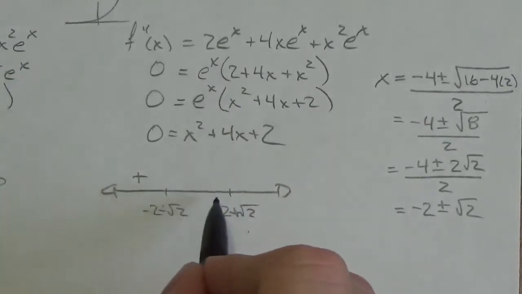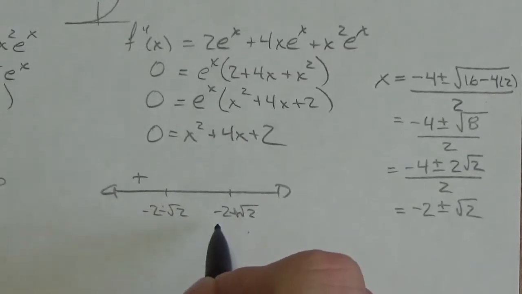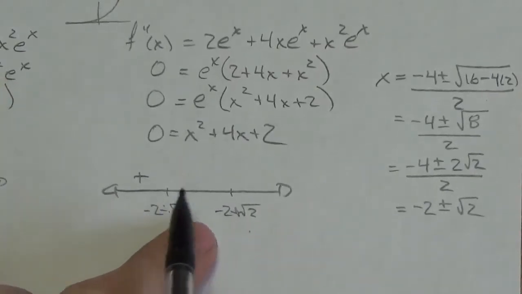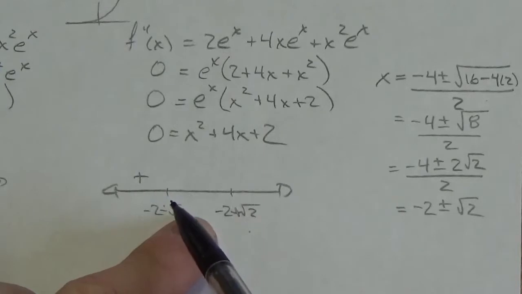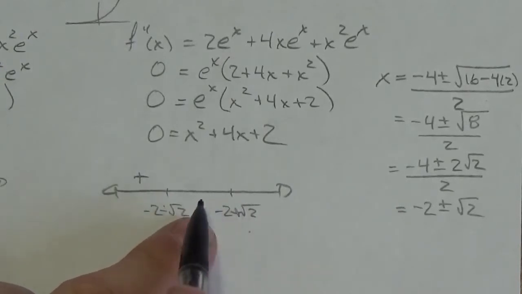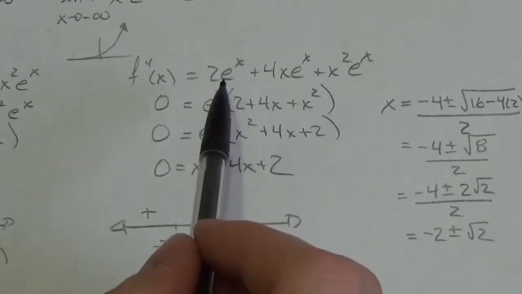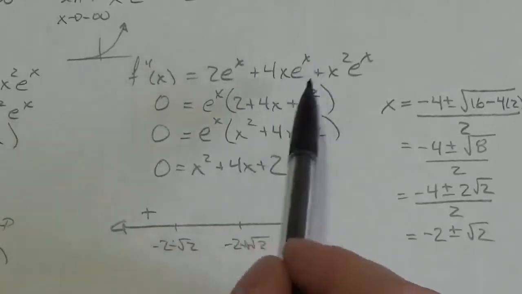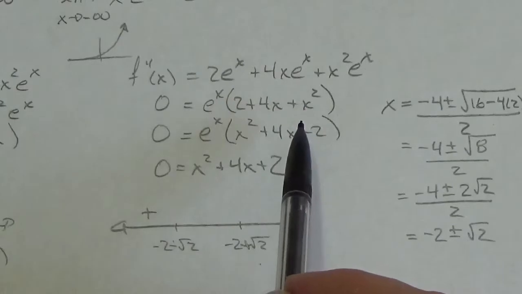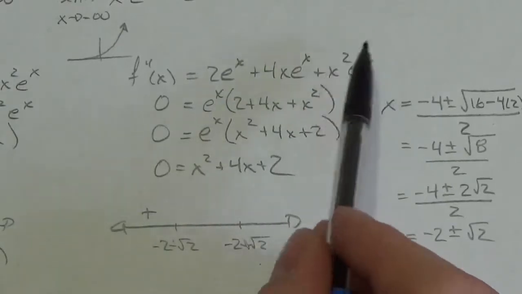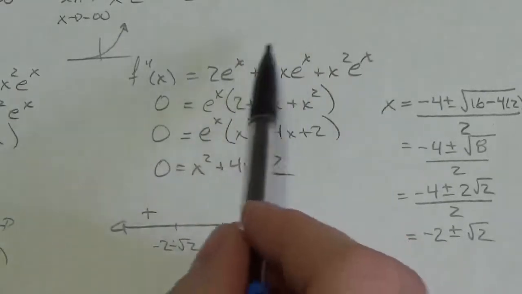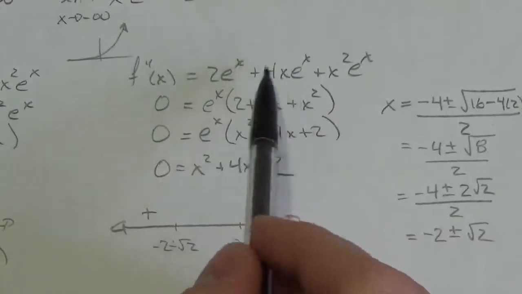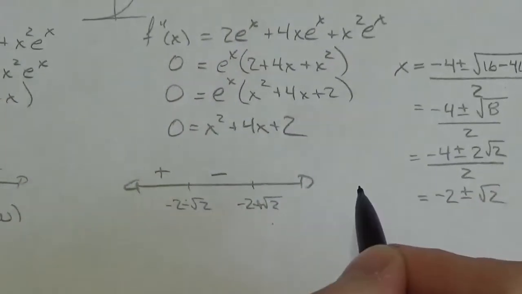In between these two, you can pick a number like negative 2, because just think about that. This is negative 2 minus root 2. This is negative 2 plus root 2. Negative 2 is right smack dab in the middle. This will be positive, because it always is. This will be negative 8 times the exponential, but this is going to be positive 4 times the exponential. So this is going to be the dominant function here, and it'll be negative.